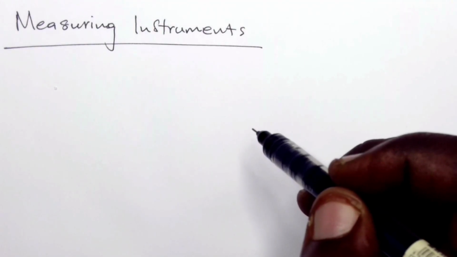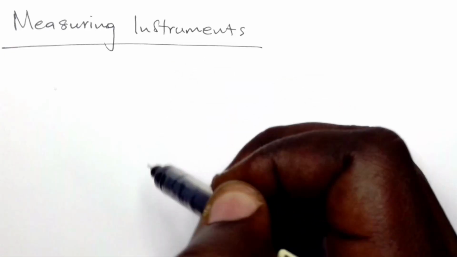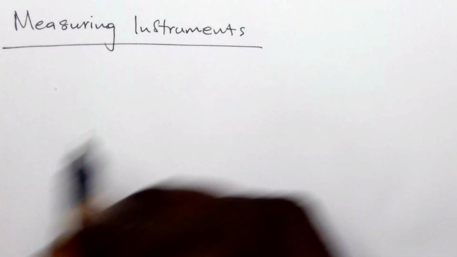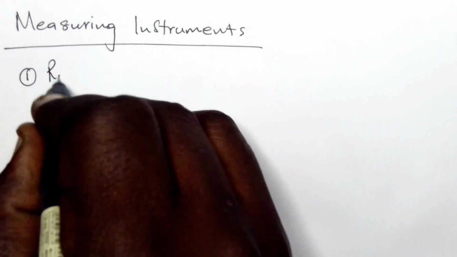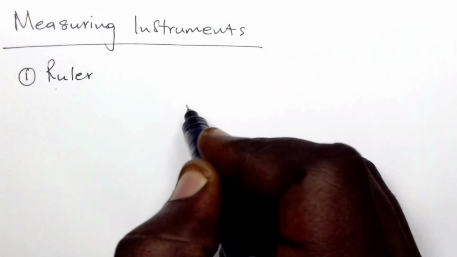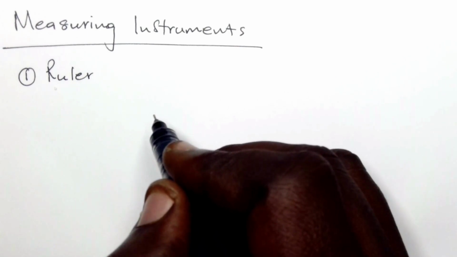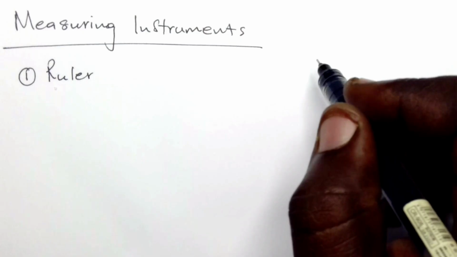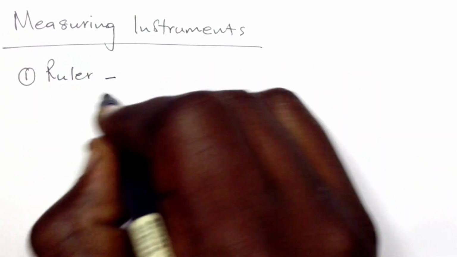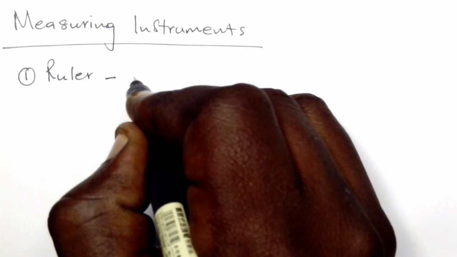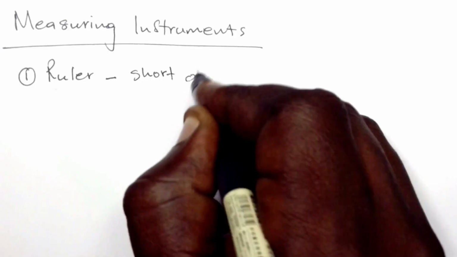So after knowing what length is all about, we need to understand the measuring instruments. So what are these measuring instruments? The first measuring instrument that we have is the ruler. This is the first one. You need to know when to use a ruler. The ruler is used for short objects.